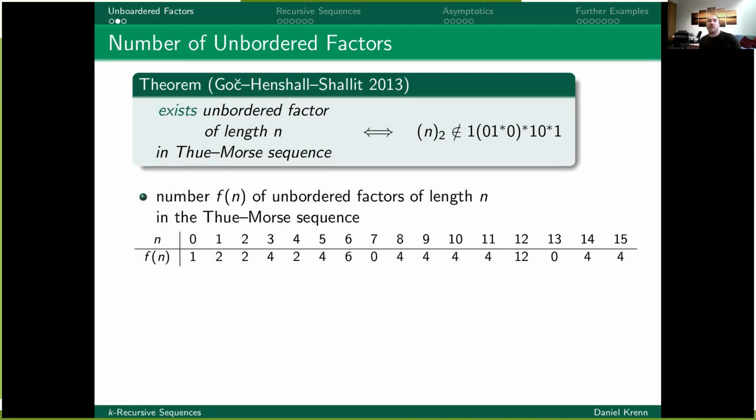The number of unbordered factors of a certain length, here is the list of the first 16 terms given. You see here 1, 2, 2, 4, 2, so it kind of fluctuates up and down. Yeah, we have this sequence here. And that will be the sequence of interest for me. In particular, I want to know what can we say asymptotically on this sequence. So if n gets larger and larger.